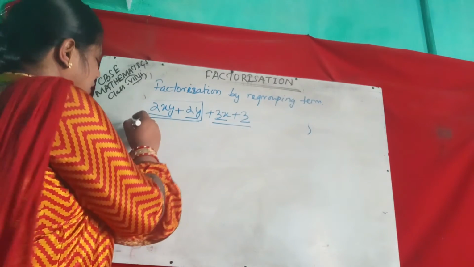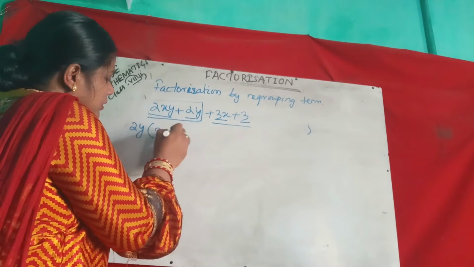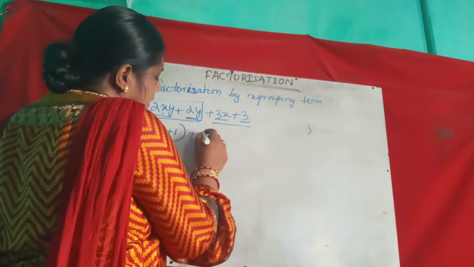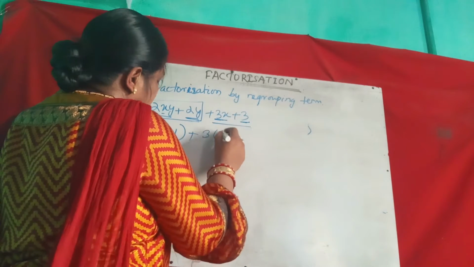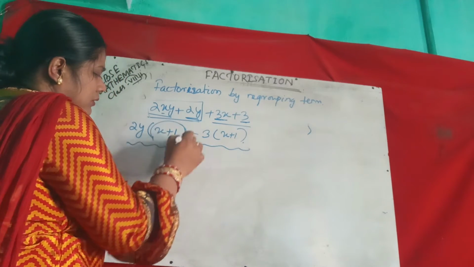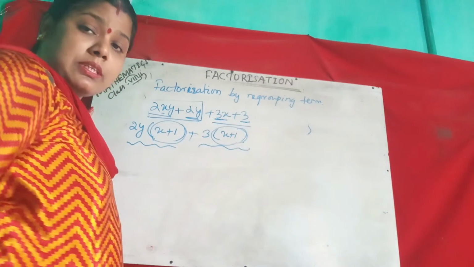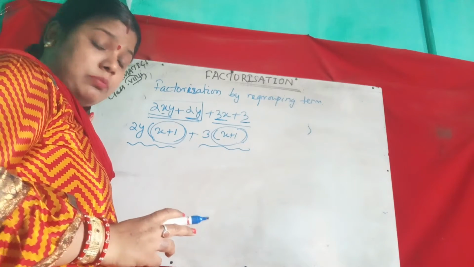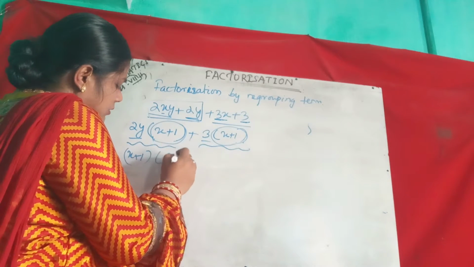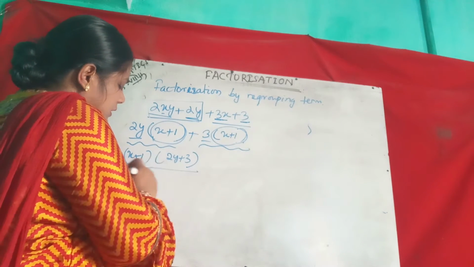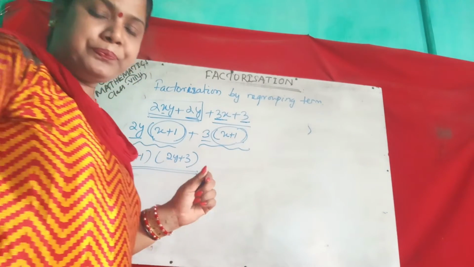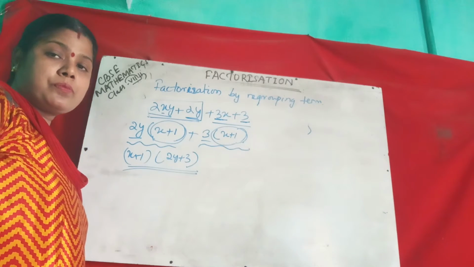So take out 2y, inside x plus 1. Then plus, again you take 3 out: here 3 is present, here 3 is present, so 3 times x plus 1. Now in these two terms, x plus 1 is common again. So you take out x plus 1, inside 2y plus 3. Here the factors are two algebraic expressions: x plus 1 and 2y plus 3.